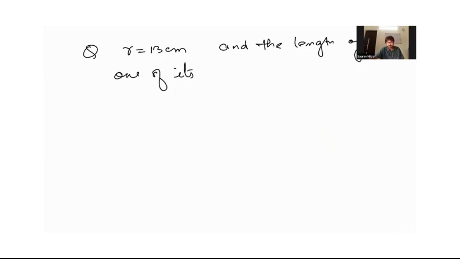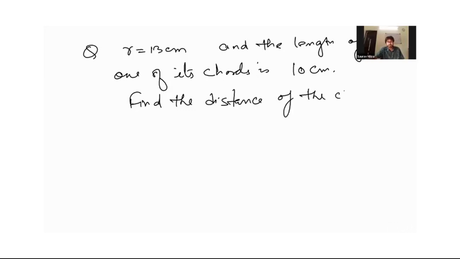The radius of a circle is 13 centimeters and the length of one of its chords is 10 centimeters. Find the distance of the chord from the center. Find the distance of the chord from the center.